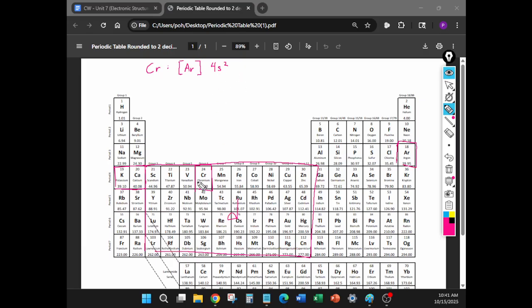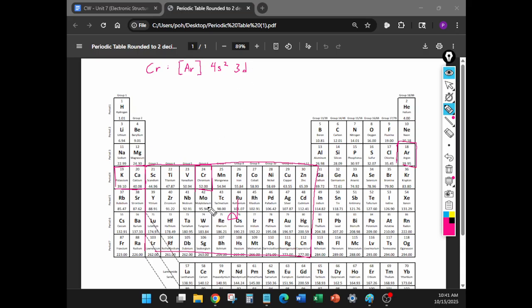Now, I know chromium is in the fourth row, but for the D section, you always drop one row. So this is actually going to be 3D. It has to do with the energy levels. We're actually going to see a diagram in a second, but just trust me for now. So chromium is going to be in the 3D.